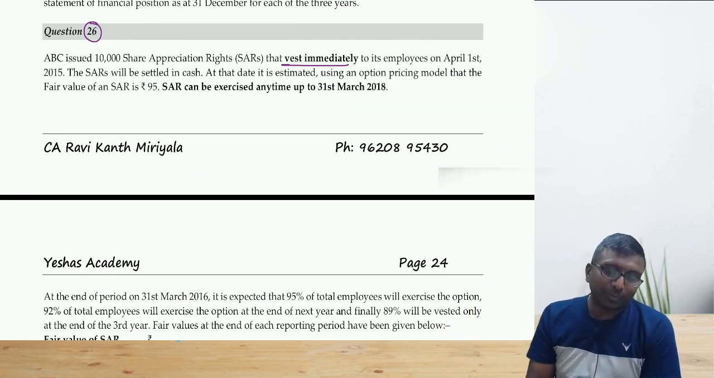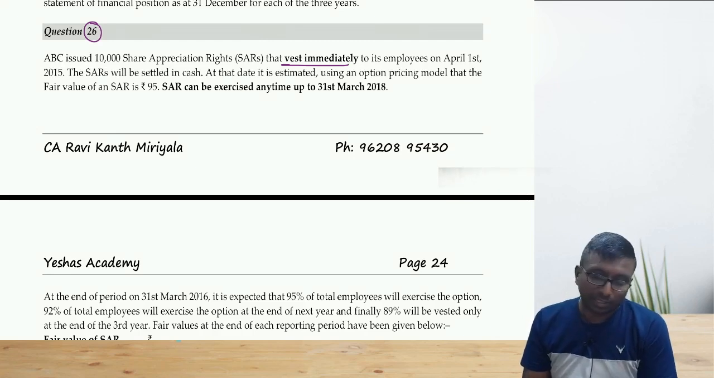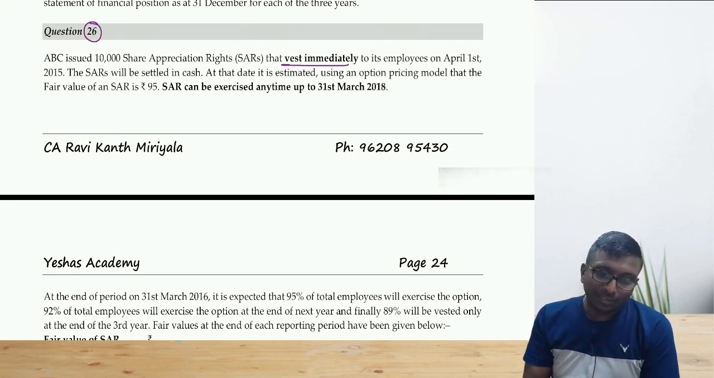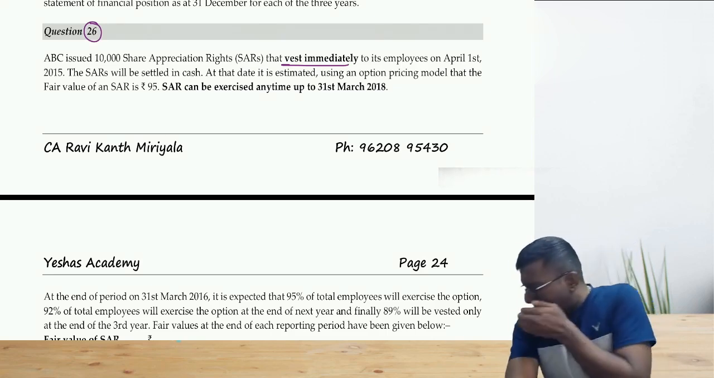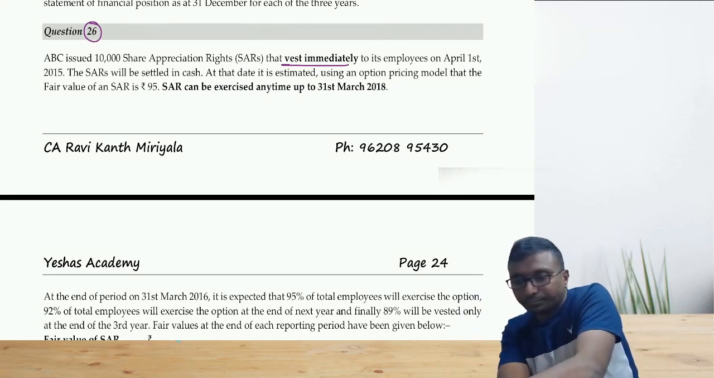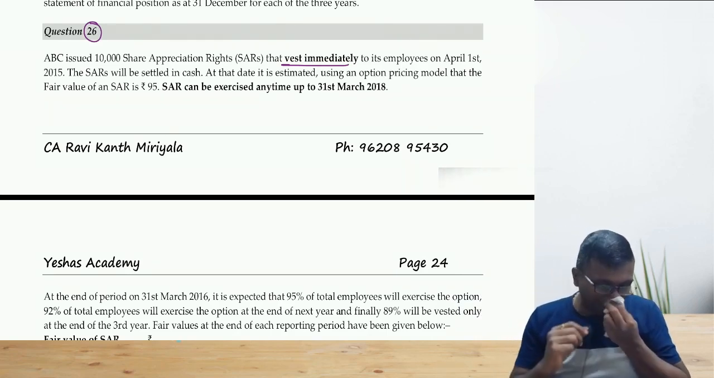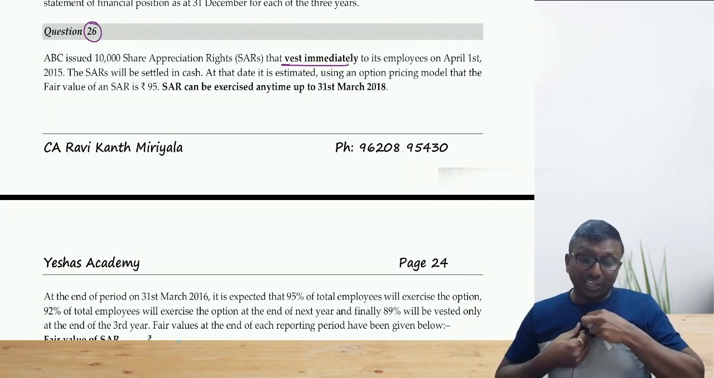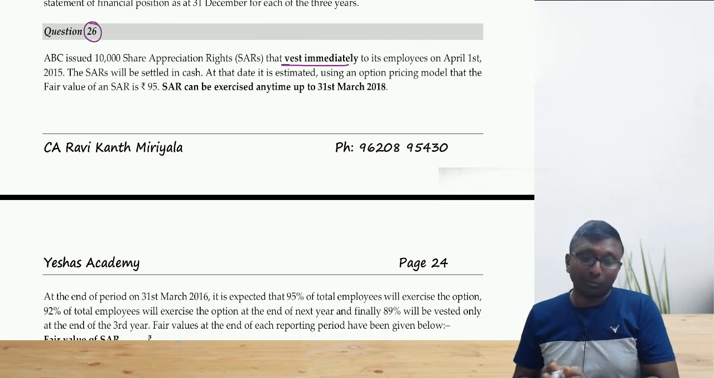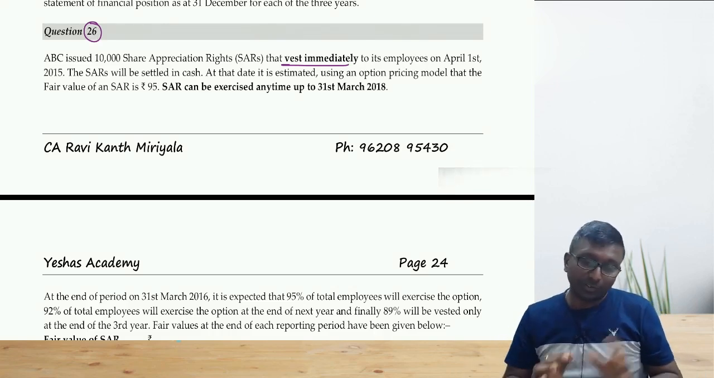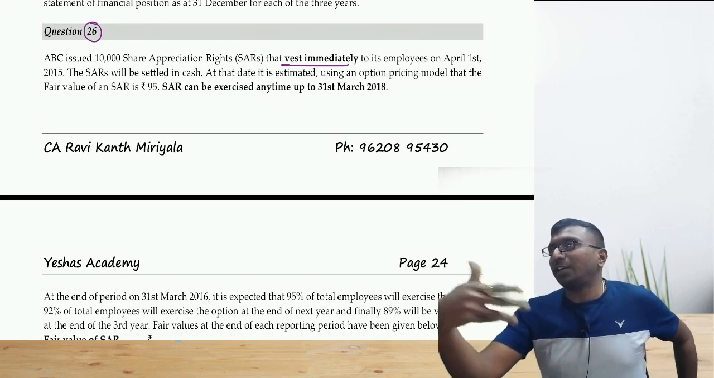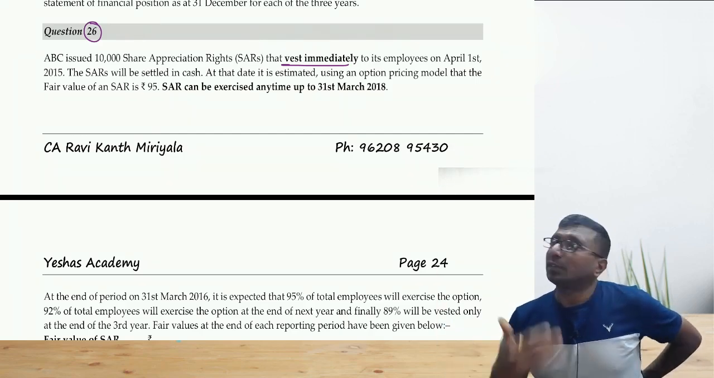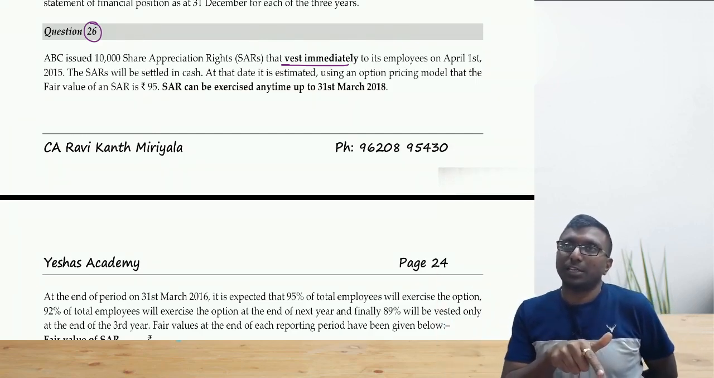The SARs will be settled in cash. Obviously, at that date, it is estimated using an option pricing model, whatever the model. The fair value of the SAR is equal to 95. SAR can be exercised any time up to 31st March 2018. Okay. It is 2015, means 3 years time is there. In 3 years' time, you can come any time and take cash and go. Is that the point he's telling?